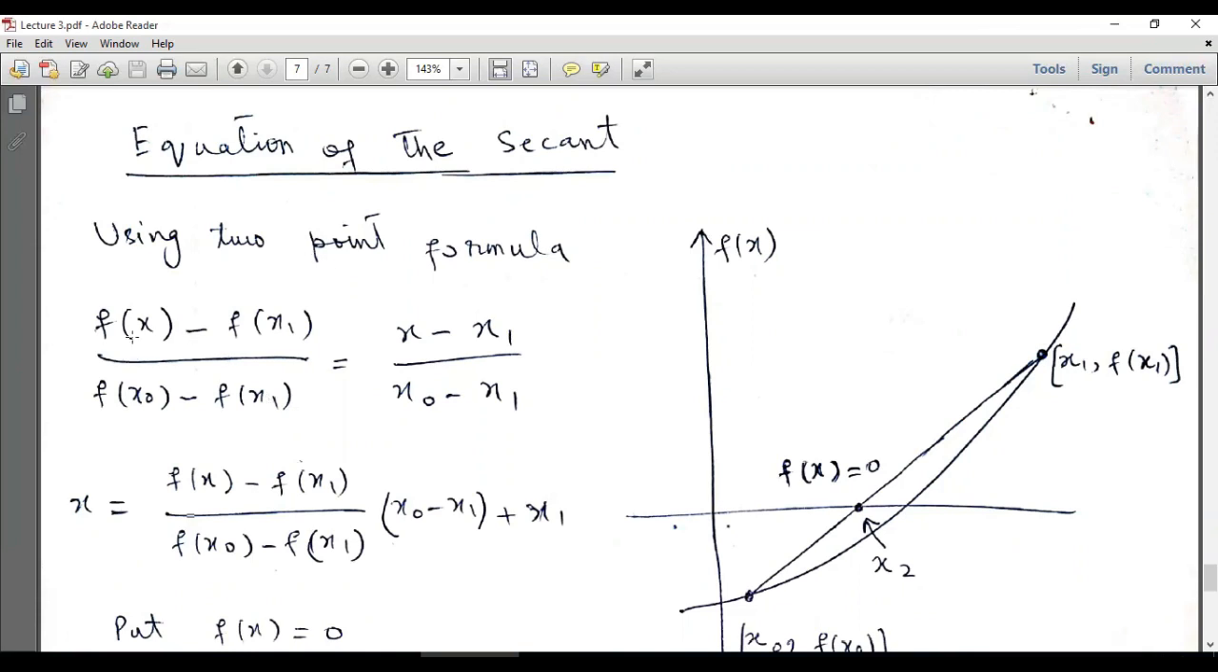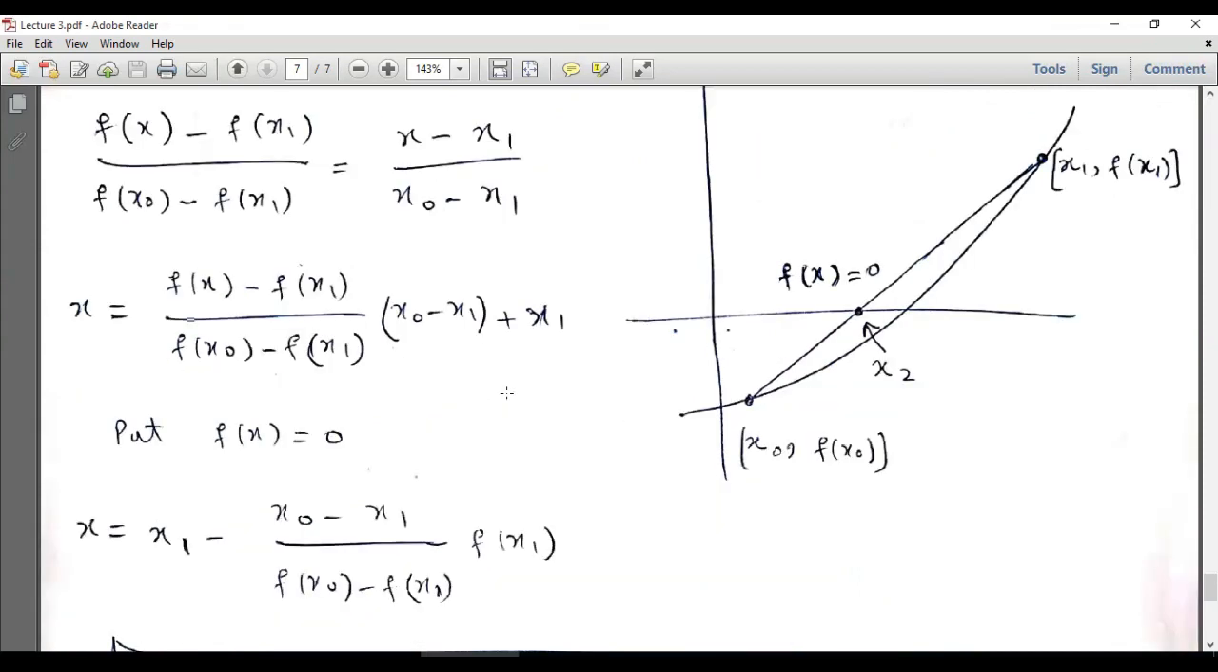So the 2 point formula is f of x minus f of x1 divided by f(x naught) minus f of x1, and it is equal to x minus x1 divided by x naught minus x1. So this is our new point at which our secant crosses the x-axis, and at this point f of x is equal to 0, and this is our new point x2. So now we will find this point x2, and this point can be found by putting f of x equal to 0 in this equation.